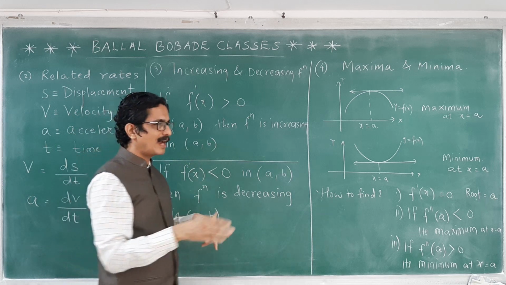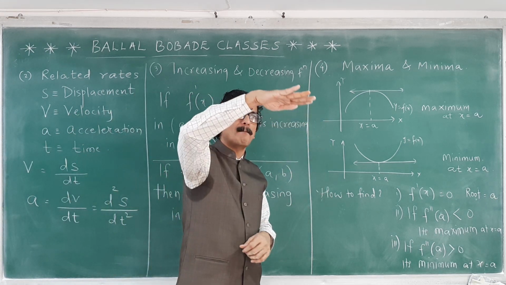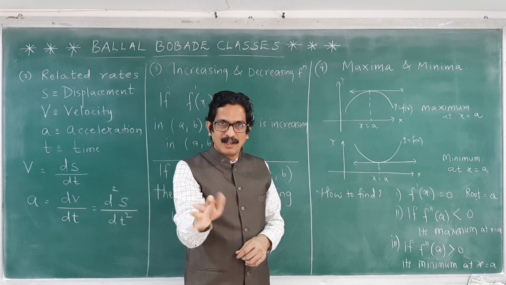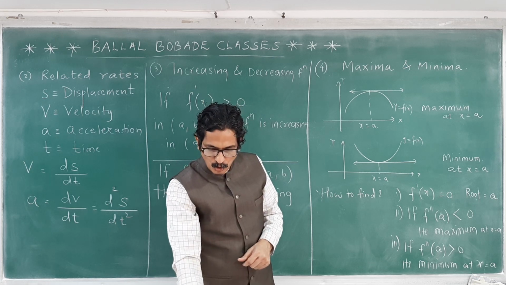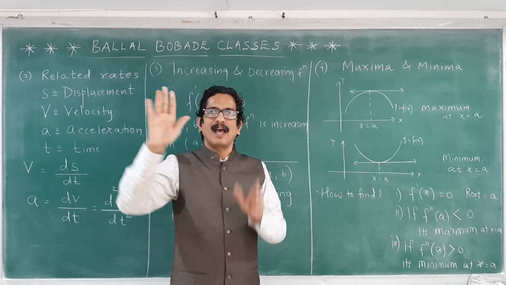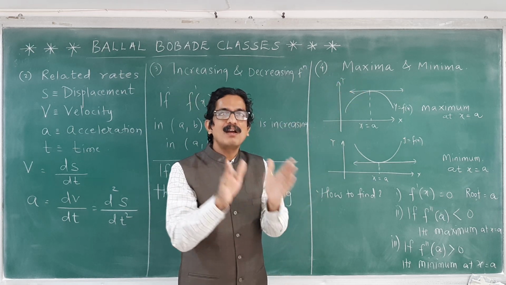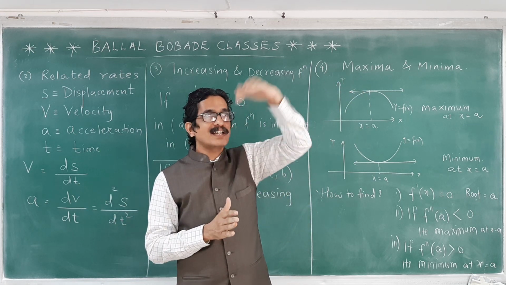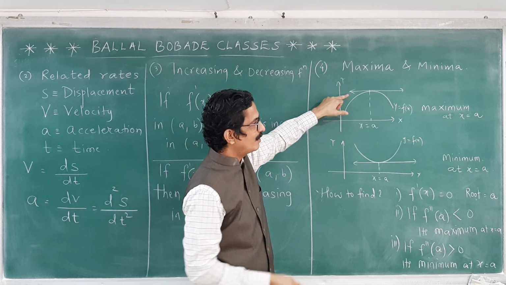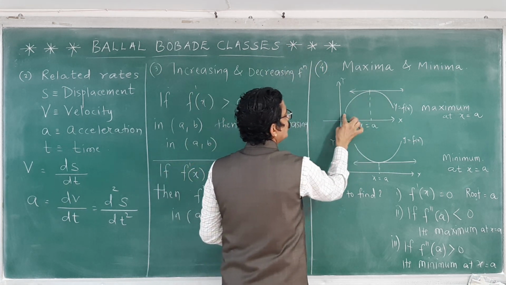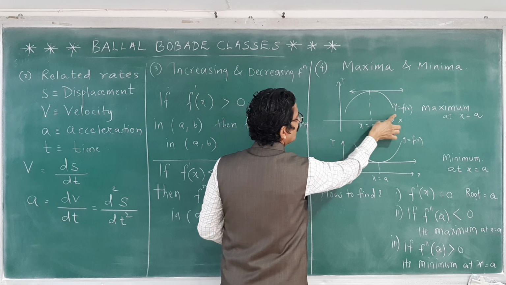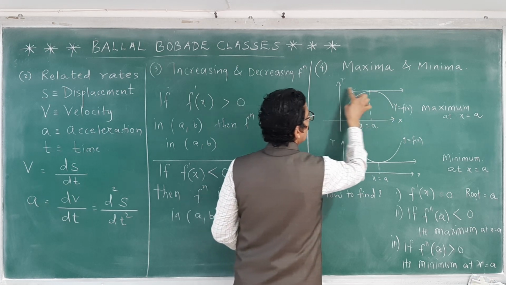It may happen that the function goes to some maximum height and then comes back. It may happen that the function comes to a lowest point and then comes up, and that is why we got the third application, that is maxima and minima. The maximum and the minimum are shown here. Have a look. This is a function. You have lesser values here, but this point is the maximum value.